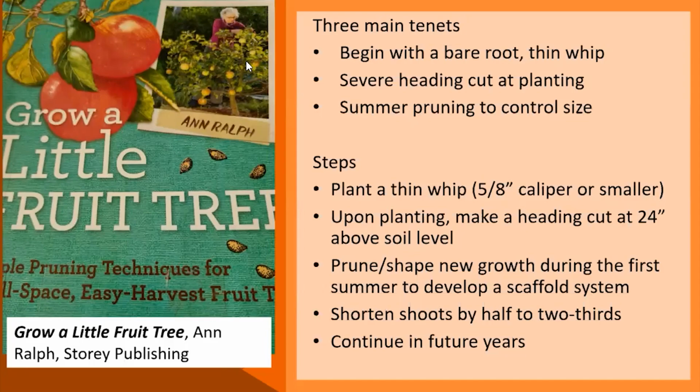It's absolutely amazing, and look at all the fruits on it. So her method is similar to what I've just explained. And let's just go through it quickly. So you begin with a bare root thin whip, and she emphasizes 5/8 inch caliper or smaller, so very, very young. Number 2, you do the sphere heading cut.